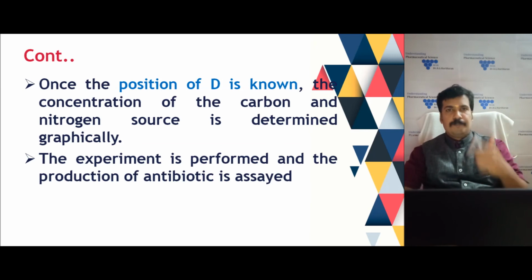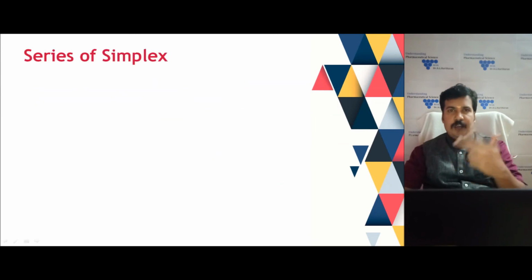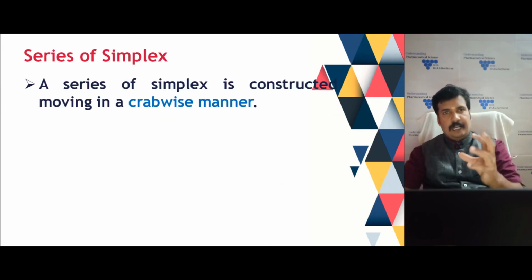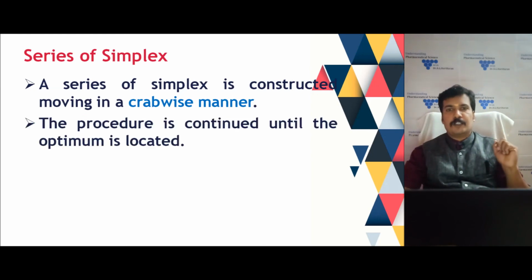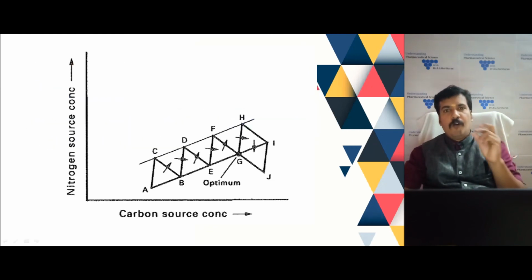So this simplex is constructed in a series manner. If you see how the series of simplexes is constructed, it is like a crab walk, we will go one by one until we reach an optimum concentration. So how are we getting this optimum concentration? I have shown it in the figure.